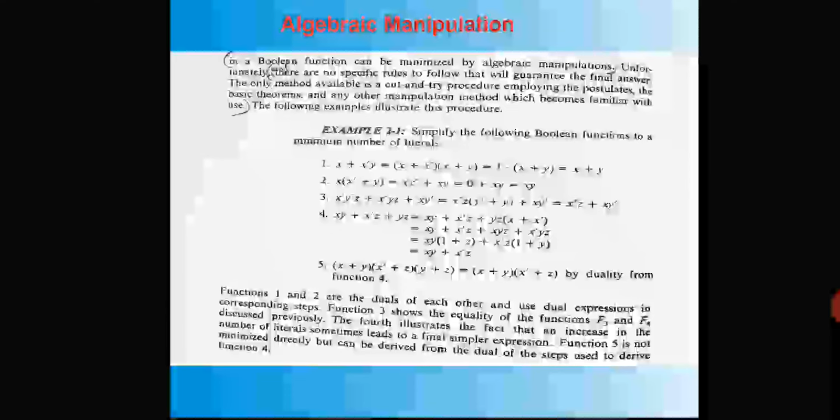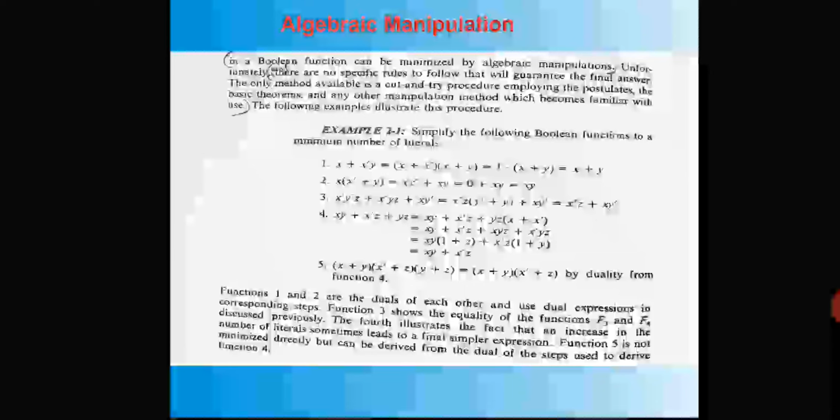Fine. Now see, the fifth one is (x plus y)(x' plus z)(y plus z) equal to (x plus y)(x' plus z), by duality from function 4. So they went for that postulate function. If you have the complete thing, you can directly reduce. Directly you go for duality. Okay, something like this you can work on. So they have given some statements, the same statements that I have just explained: function 1 and 2 are duals of each other, and they use dual expressions in the corresponding steps. Function 3 shows the equality of the functions f3 and f4 discussed previously.